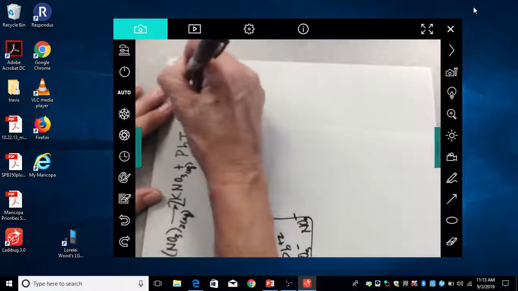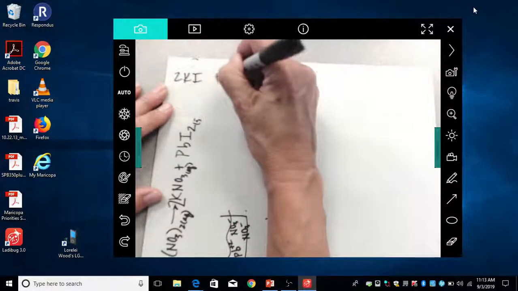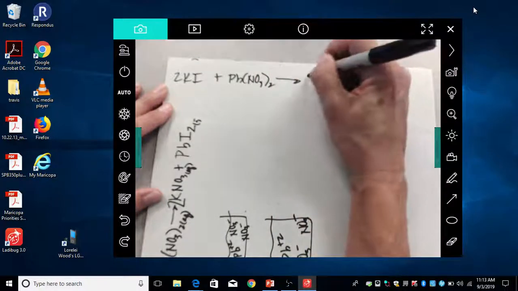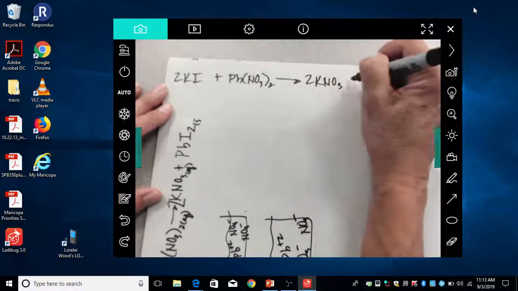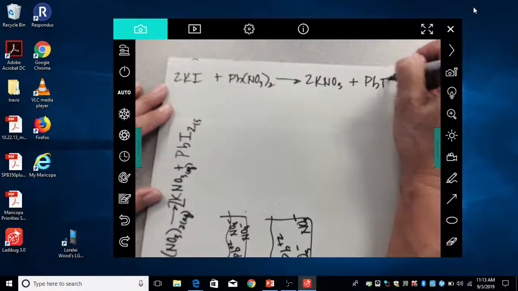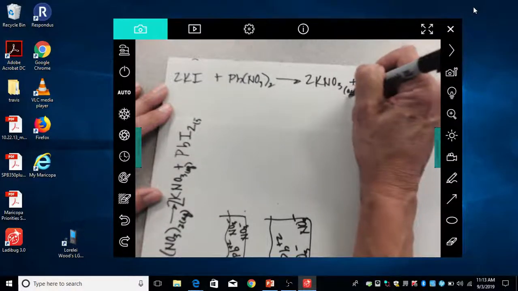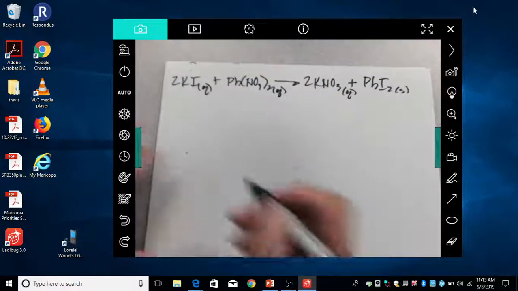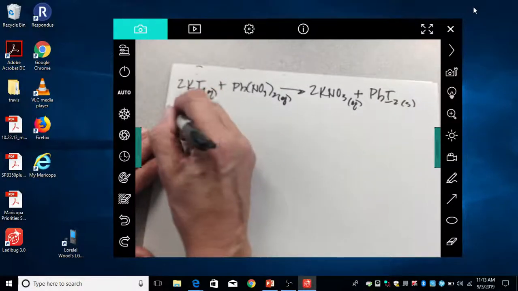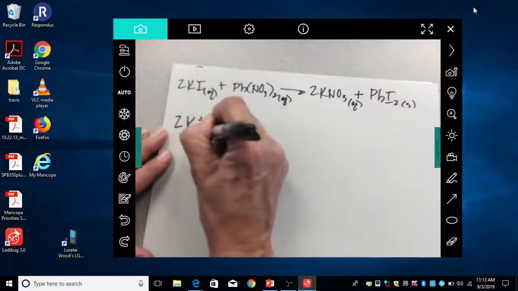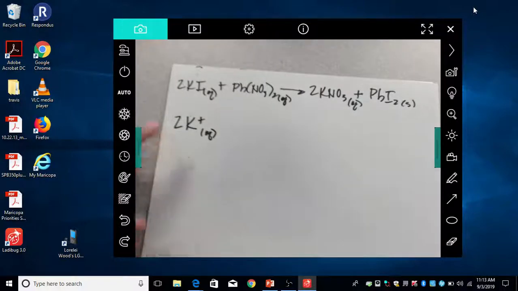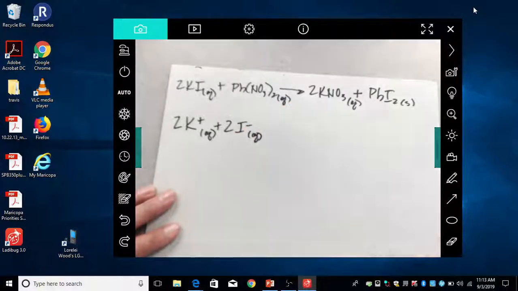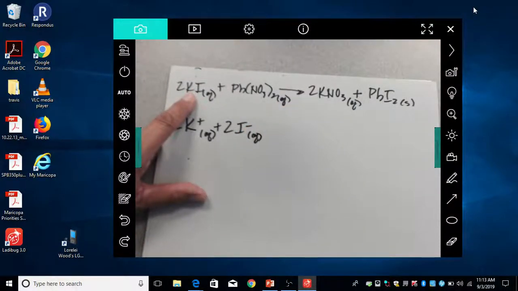So we got 2 KIs plus lead nitrate gives us 2 potassium nitrates plus PbI2. Important that that's solid and aqueous because that's going to determine how we write our net ionic equation. I'm going to do it pretty quick because I got 1 minute. There's my balanced equation. Here's my ionic. I would have 2 potassium ions in aqueous solution when I break up 2 pieces of potassium iodide. I would also have 2 iodide ions, also in aqueous solution.